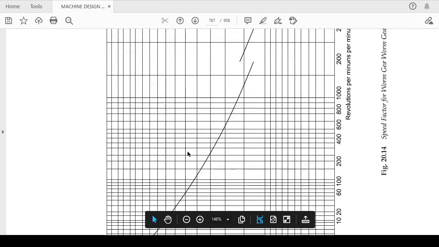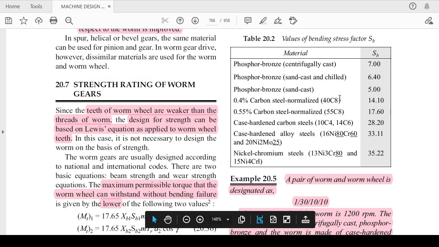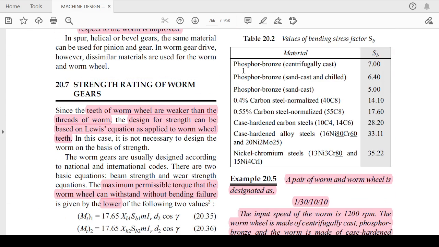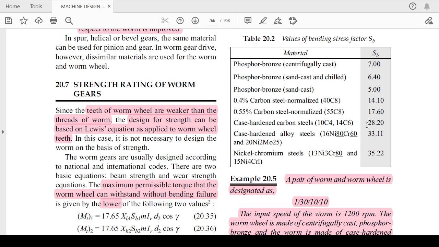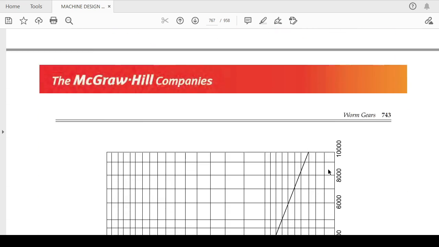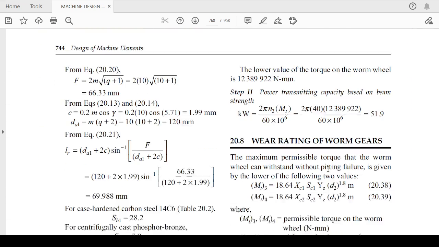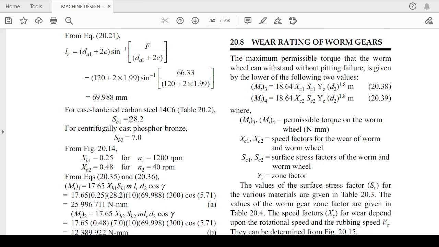On the basis of this table, which you can also get from the design data book, they have given you a worm wheel made up of phosphor bronze, centrifugally cast. So the value of SB1 will be 7, and your worm is made up of case hardened carbon steel 14C6, so the value of SB2 will be 28.2. Let's see, they have kept the correct value over here. So the value of SB1 is 28.2, correct, and for centrifugally cast phosphor bronze SB2 will be 7. These two values you have to keep.